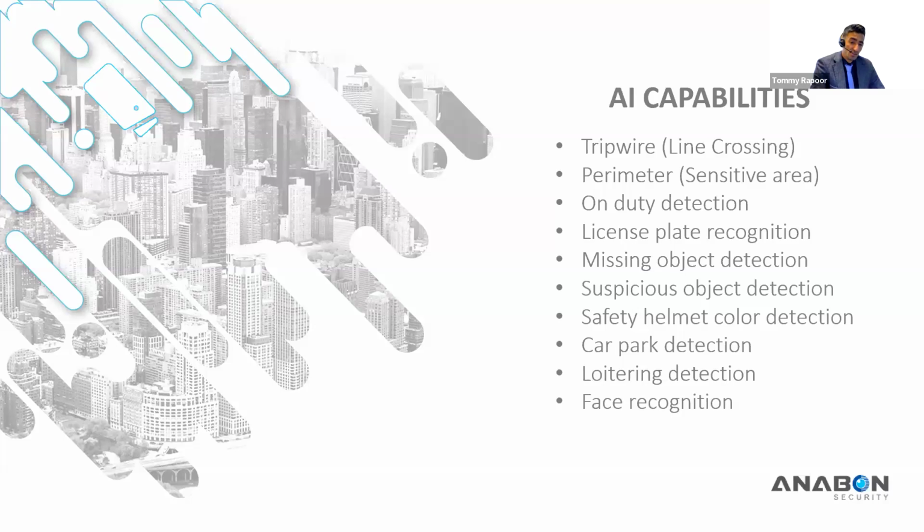License plate recognition, that's one of the AI features. Missing object detection, suspicious object detection. Somebody runs and they just left a bag there and we want to find out what's going on. Safety helmet color detection. At this time of the day, only those electrician guys can get into the construction site with the specific color helmet of each person that we can specify. Car park detection, loitering detection, and face recognition.